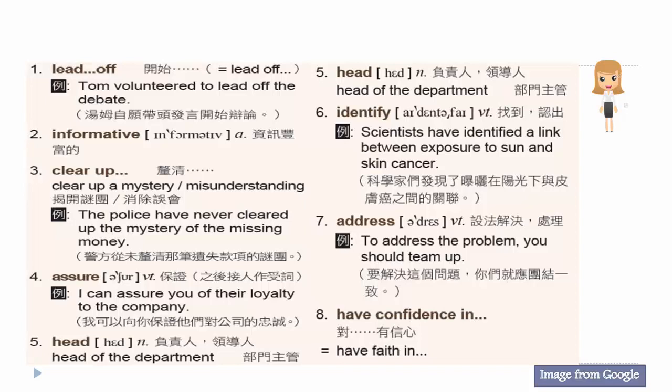6. Identify. Identify as a verb means to recognize or find. The fact of being who or what a person or thing is, that is the noun, meaning identity. For instance, scientists have identified a link between exposure to sun and skin cancer. A link means a connection, between means in the middle of two things, identify means to find out.